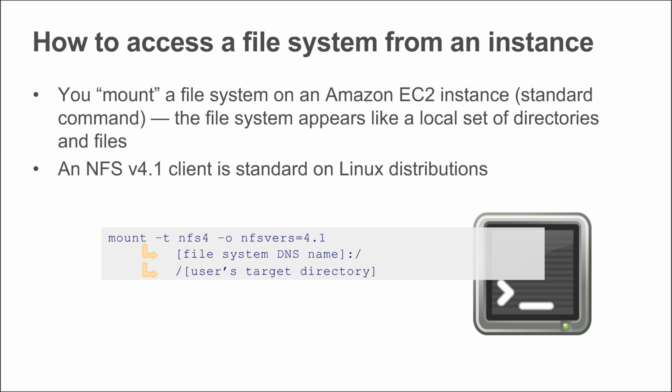And so what does accessing a file system look like? Well, you use the standard mount command on a Linux instance, and with that command the file system will appear like a local set of directories and files. We show on this slide what that standard mount command looks like with EFS. You provide the mount type, which is an NFS4 mount, the NFS version number, which is 4.1, and you provide that file system DNS name that I was mentioning the mount target provides, or you could use the IP address if you preferred, and then the local directory that will be the target directory for the mount point. So that's all you do to mount the file system on an instance.